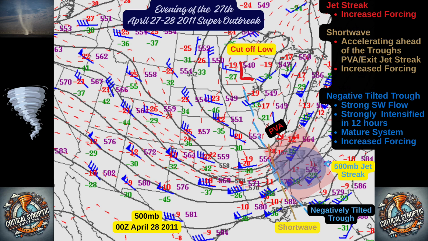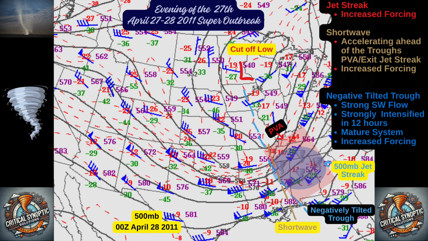Let's stop here for a second and look at everything that's happening at once. We have a deep trough, a strong shortwave moving through it, positive vorticity advection helping increase rising air, a powerful jet streak, and strong southwest winds bringing warm, humid air northward. None of those things by themselves guarantee severe weather, but when they all overlap in the same area, the atmosphere becomes much more favorable for strong thunderstorms.